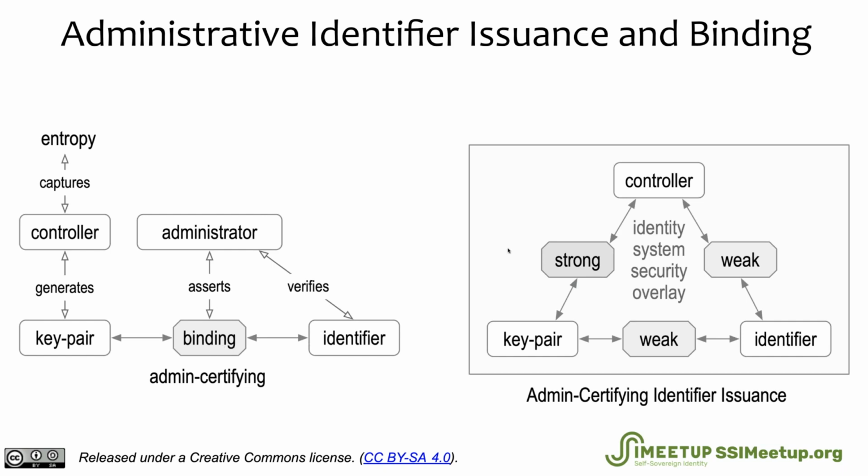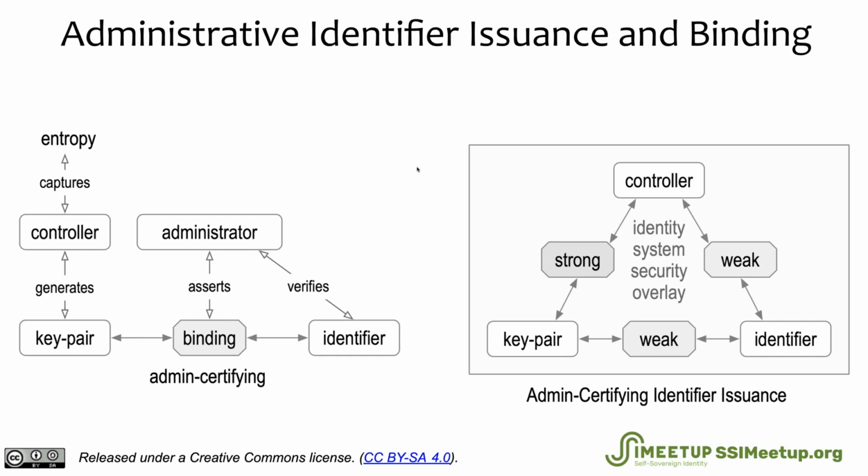What it means now is that in this issuance process, you have a strong binding between the controller and the key pair, because the controller is the only entity on the planet that can capture that entropy and generate the key pair. So the strength of that binding is the public-private key system that you're using. But the binding between the key pair and the identifier is weak, because it's just an assertion made by an administrator. And if you can hack or compromise that assertion, then you can replace that binding with a different binding.